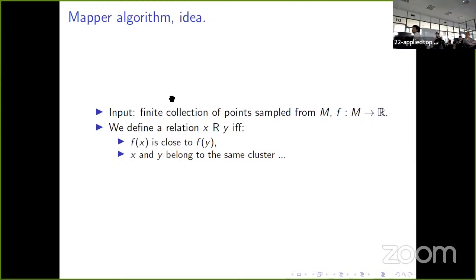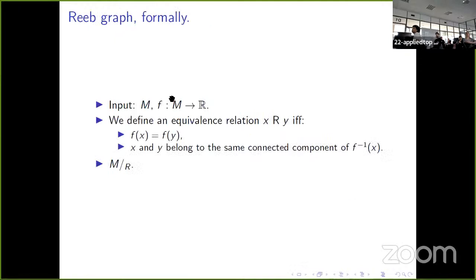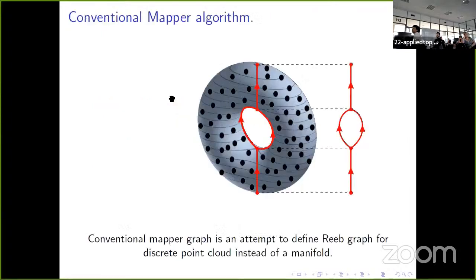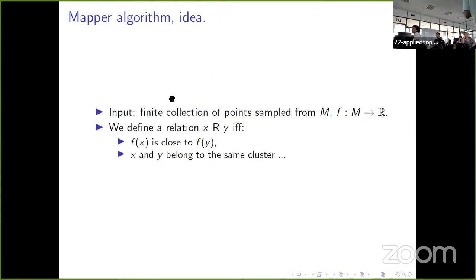And then the second requirement over here is that they belong to the same connected component. This time we don't have connected components because we only have a discrete collection of points. What's the nearest analog of connected components from a continuous topology in case of data? Clusters, very good.